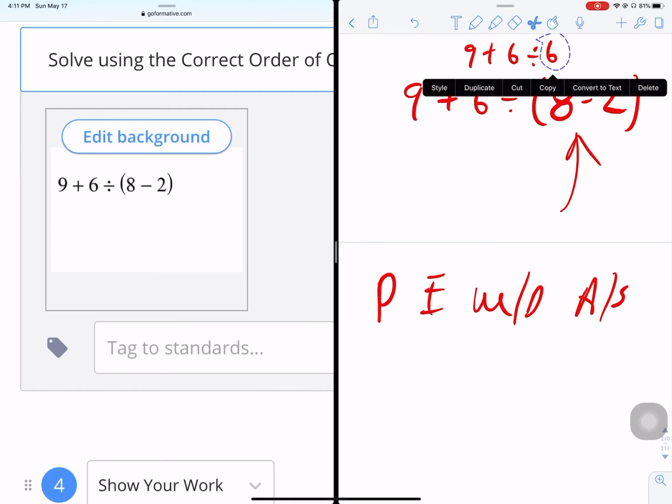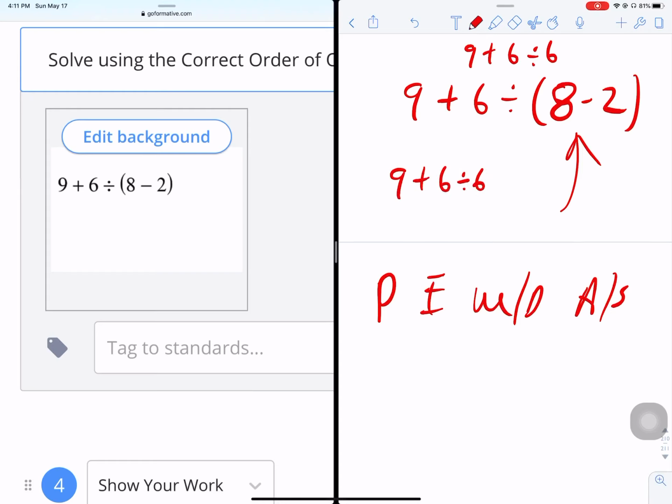So now the question is, what comes next? The chicken or the egg? Okay, so 9 plus 6 divided by 6. You have to know that division is the priority. So 6 divided by 6 is 1, and 9 plus 1 is 10.